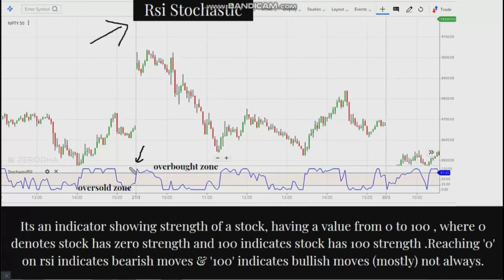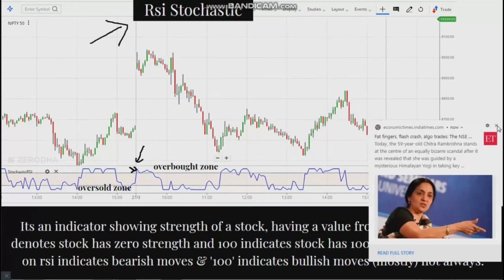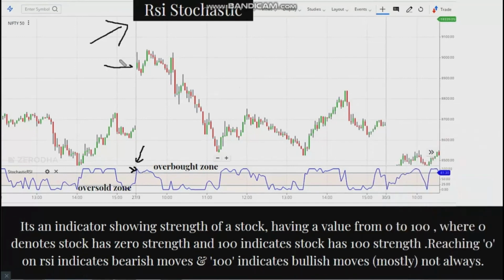When the RSI value is in the overbought zone, which means basically it is in the upward section, the price action candle is upward, and when it started going down, the price action candle also came down. And when it started going up and stayed in the overbought zone, it is showing strength in a stock.